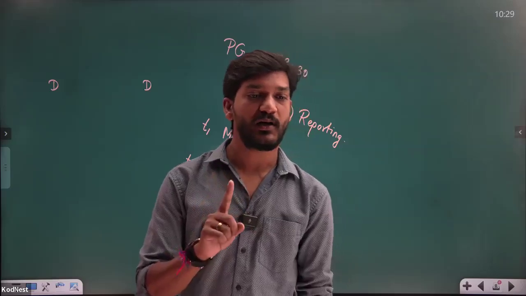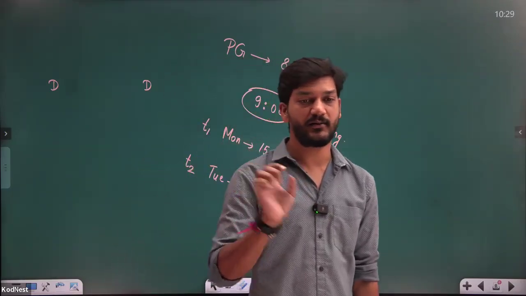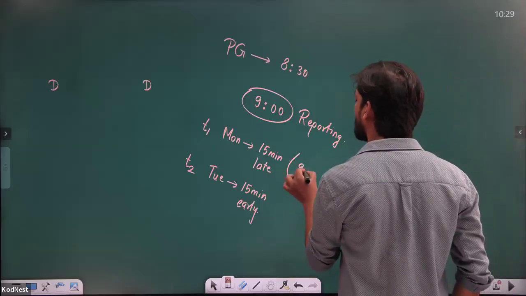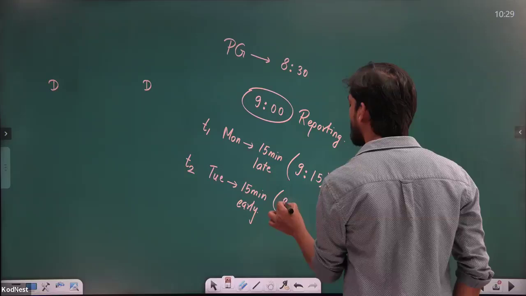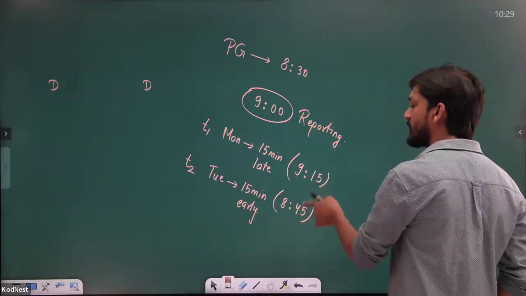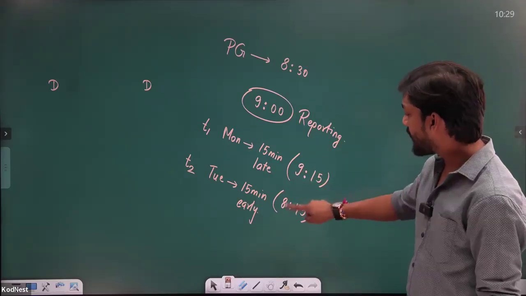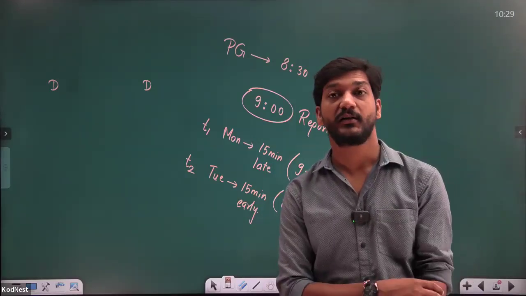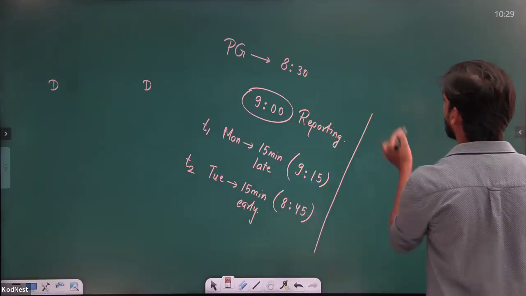8:45 on one day, yes. 9:15 on other day. So difference. So my dear, you are reaching at 9:15 on Monday. You are reaching at 8:45. How much time difference? You are leaving at the same time, so you can calculate the difference from here. So how much time difference? 30 minutes.